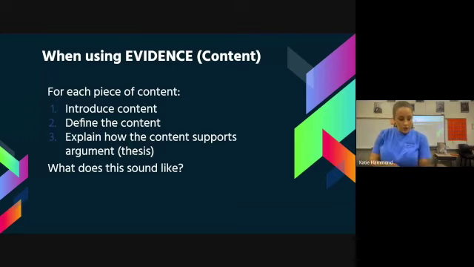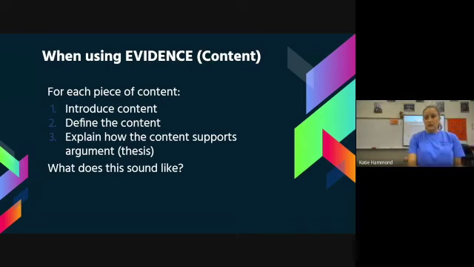Okay, so now let's talk about using evidence, okay? So for each piece of content, remember, chat with me very quickly. To get the full evidence point, how many pieces of evidence must you provide? Yes, yes, three in the entire essay, okay? And I'll tell you this right now, once you have done three and you know they're solid, forget about it, keep doing the other things.